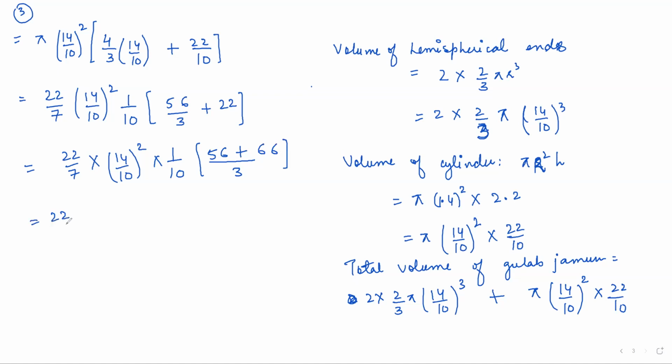So now you have 22 by 7 into this, you can write 14 by 10 into 14 by 10 into 1 upon 10 and into, now you get 6 into 6. 6, 6, 12, and then again 6, 6, 12 divided by 3. So this is what I'm getting. Now let us try to solve it. So 7 into 1 and 7 into 2, right?